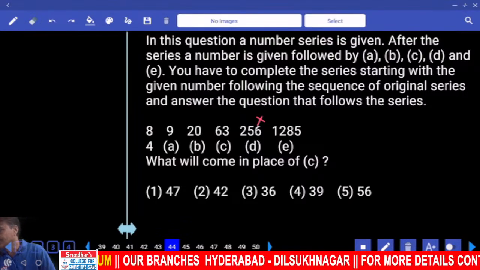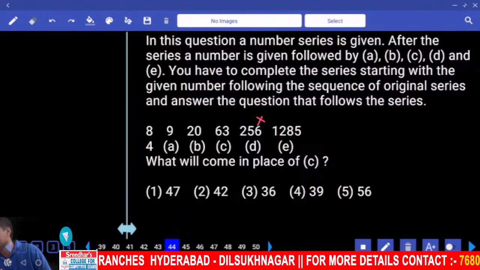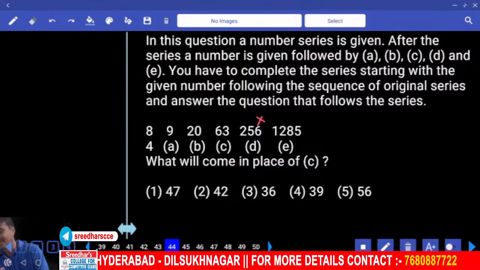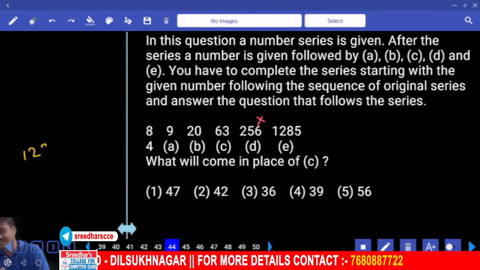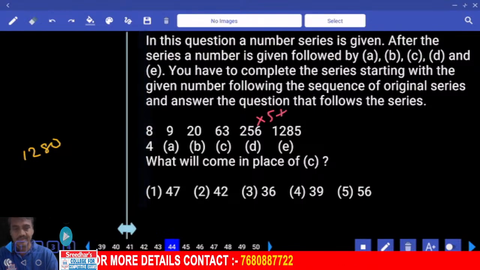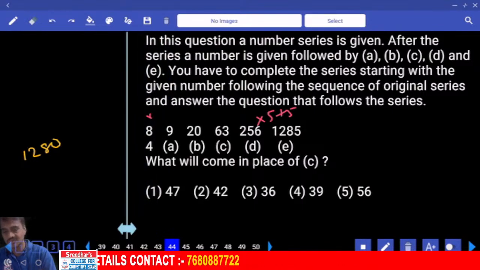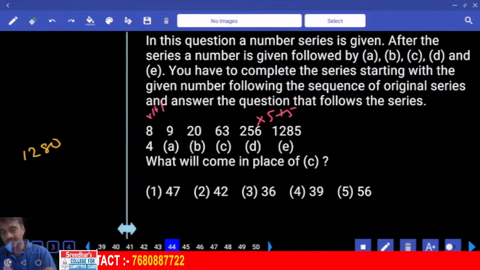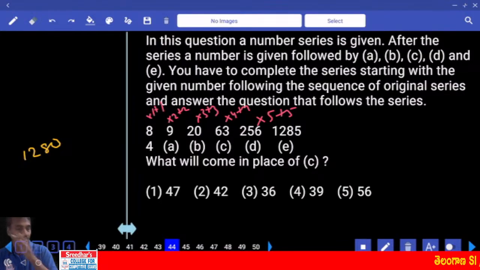Now 256 how many times? 5 times. What is 256 into 5? Chipam, 256 into 5 divided by 2, 128, and 1280. Clear? Now 1280 plus how much? Plus 5 into 5 plus 5. Now this is how much? Into 1 plus 1. Then check out into 2 plus 2. Into 3 plus 3. Into 4 plus 4.